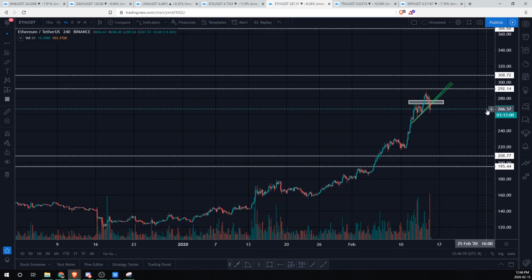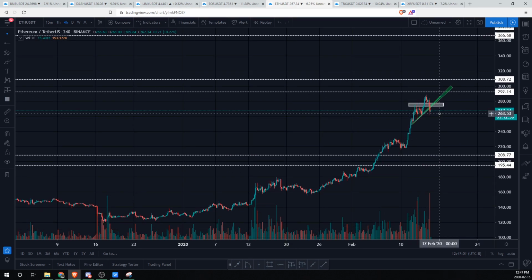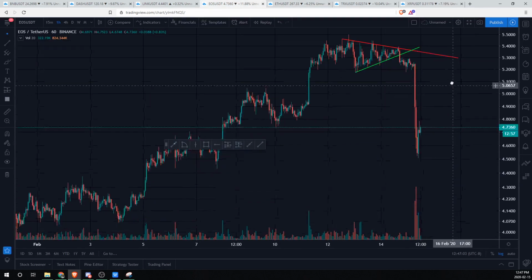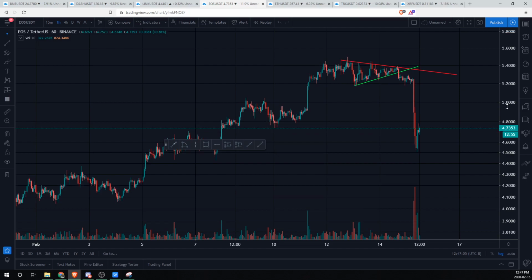So now we've kind of hit a supply zone, and we're now pulling back, seeing how BTC will react, not really looking to enter on these. EOS took a very, very big dive.